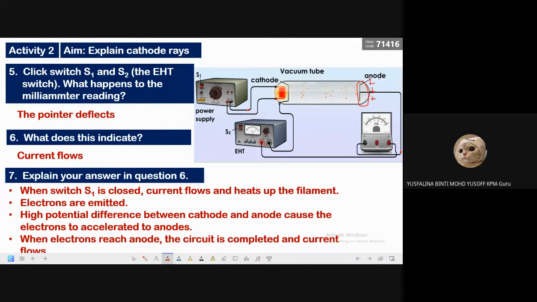So explain your answer in question 6. When switch S1 is closed, it means we switch on the circuit. You need to remember, not closed means switch off. Switch S1 is closed, it means the circuit is switched on and there is a current flowing. When the switch S1 is open, that means there is no current flowing. So don't be confused.